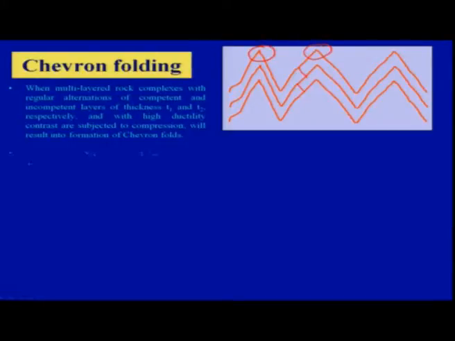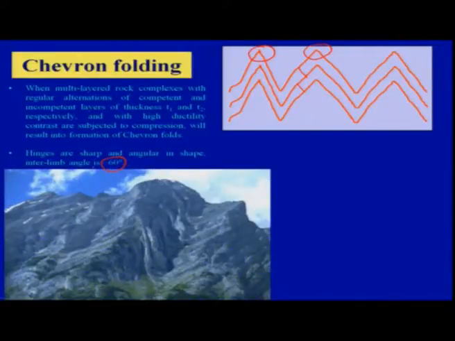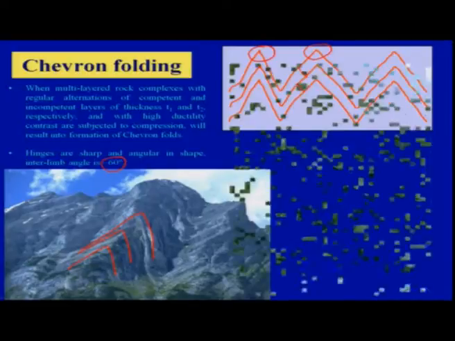Okay, so these are the hinges, what we call the hinge. Okay, the upper crust or the hinge lines or the hinges are very sharp and angular in shape, or they go up to an angle of around 60 degrees. Okay, so this is an example of the chevron folds. You can see these hinge lines are very sharp here. Okay, all these are very sharp.